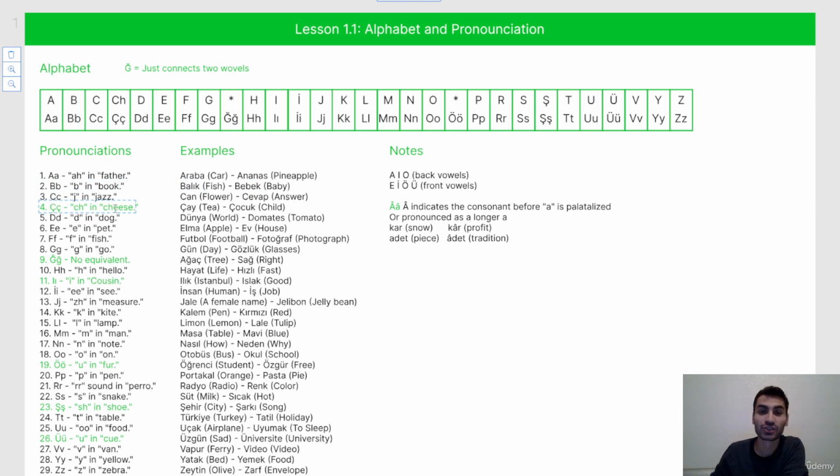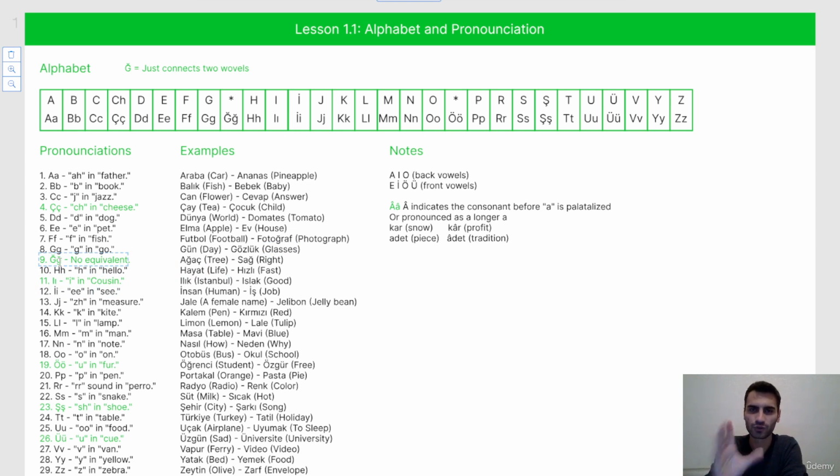Ç is like in cheese. So you know how to say this. Remember Ç from cheese. And D is the same. E is every time E. F is the same, the pronunciation in the words. G is like in go. Gün, for example, means day. Gözlük means glasses.